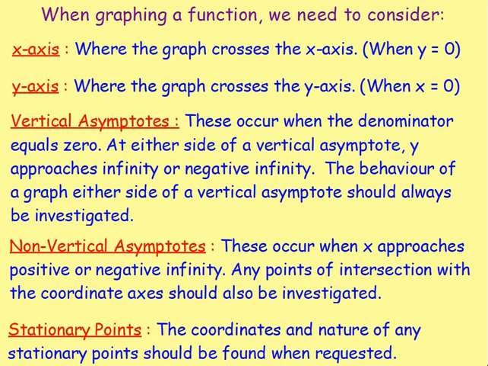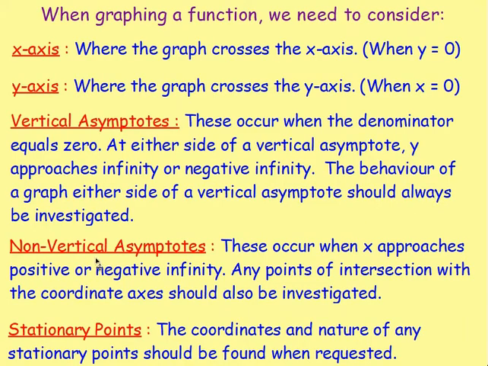So we moved on to looking at graphing our functions, and to graph them we have to follow these steps. We need to find out where it crosses the x-axis when y is 0, when it crosses the y-axis when x is 0. And we also have to look at our asymptotes. There are vertical asymptotes. They occur when the denominator equals 0, but you also have to investigate what happens either side of your asymptote. Is the graph going towards positive infinity or negative infinity? And on the other side it's coming from positive infinity or negative infinity. So you need to investigate that.